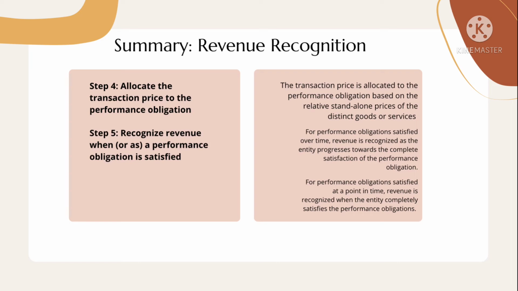The transaction price is allocated to the performance obligations based on the relative standalone prices of the distinct goods or services. For step 5, recognize revenue when a performance obligation is satisfied. For a performance obligation satisfied over time, revenue is recognized as the entity progresses towards the complete satisfaction of the performance obligation. For a performance obligation satisfied at a point in time, revenue is recognized when the entity completely satisfies the performance obligation. Revenue is measured as the amount of transaction price allocated to the performance obligation satisfied.